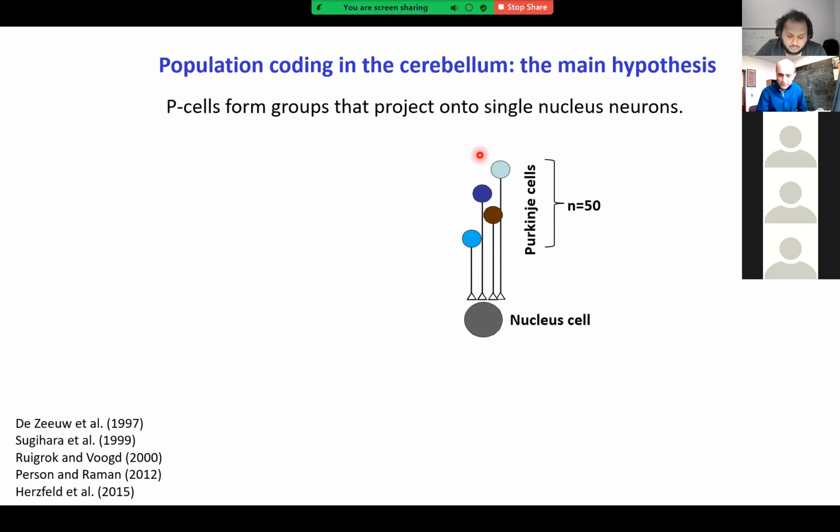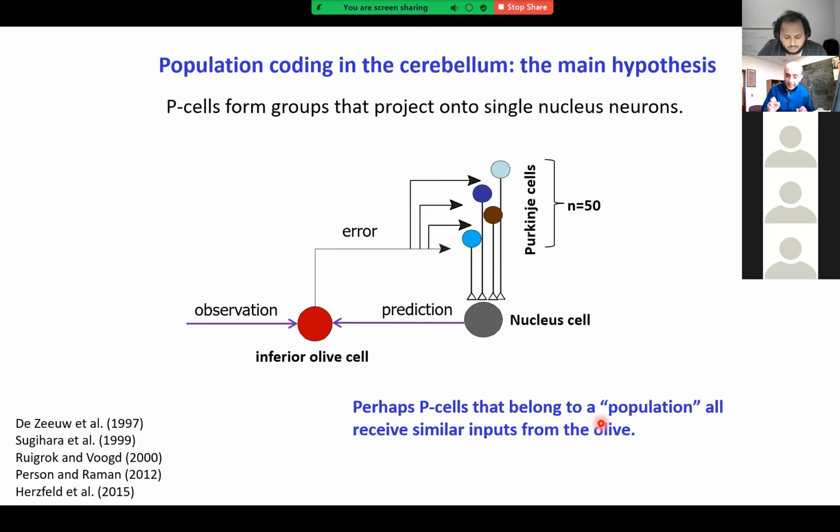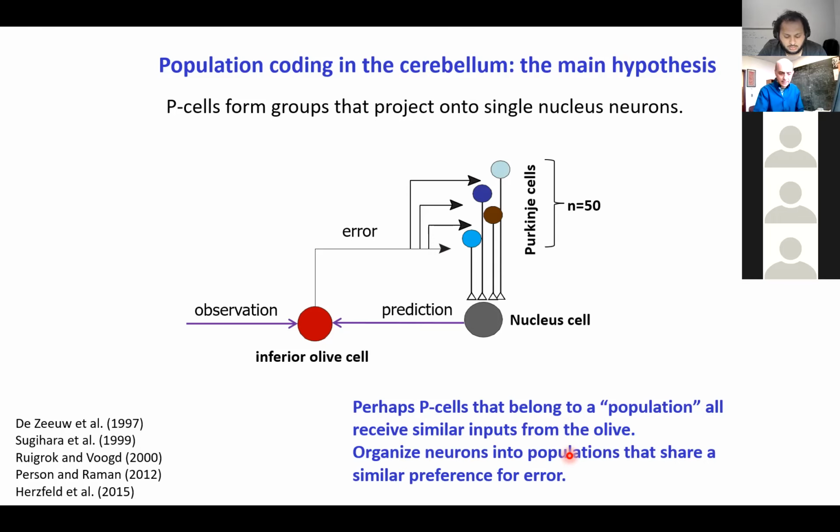There are about 50 Purkinje cells that project onto a single nucleus neuron. Well, what determines which 50 these cells are? The theory that we've proposed and we've been using is that the cells that project onto a nucleus neuron have something in common. They all receive similar error information from the olive. So they all care about a particular kind of error. That's the basic idea, that P cells that belong to a population are identified because of the kind of error that they get from the inferior olive. So they care about errors, say, to the left or upwards or rightwards and so forth, but they form these clusters that are identified by the error that they receive from the inferior olive. So let me show you more about this idea.